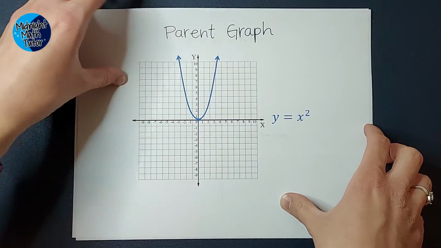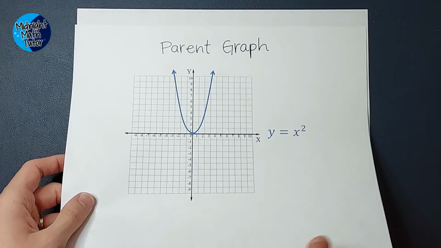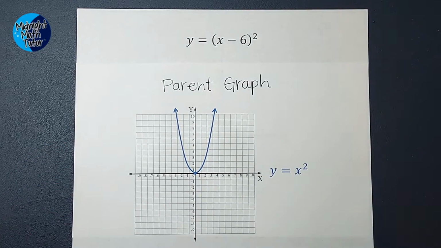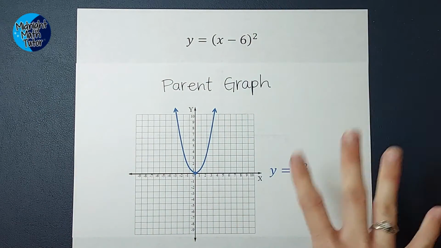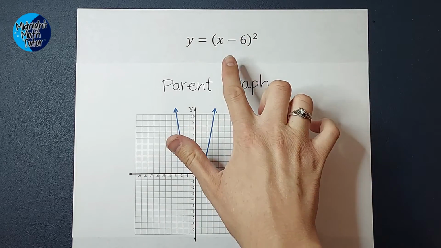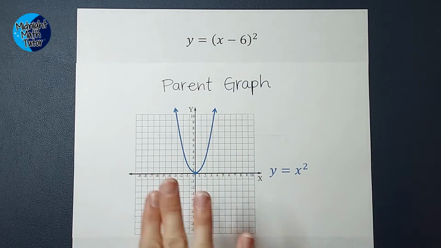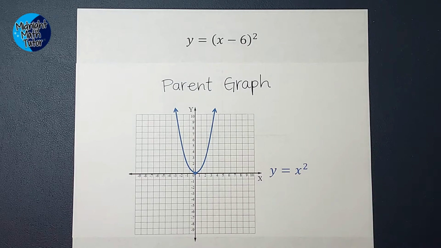We are being asked to graph y equals x minus 6 squared. So the good news is we are in vertex form. So all I need to do is notice this graph and this graph are the same. This one has just moved around a little bit, and being in vertex form tells me exactly where it has moved.